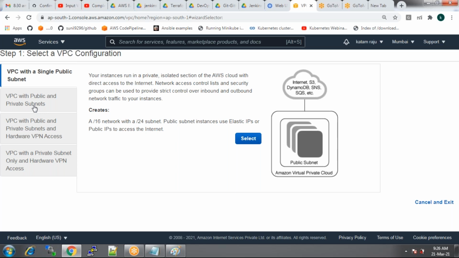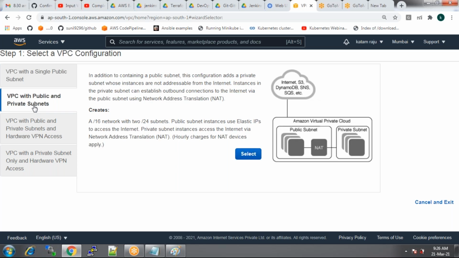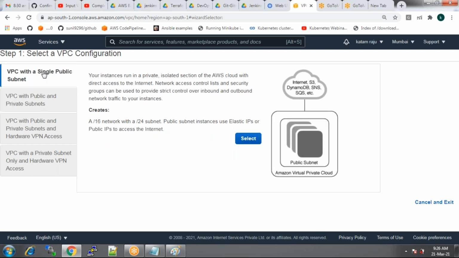Look at what we have been looking into so far: VPC with public and private subnets. Then you can have a VPC with a single public subnet. That is also possible. We can have a VPC with public and private subnets and hardware VPN access. So what is hardware VPN access?